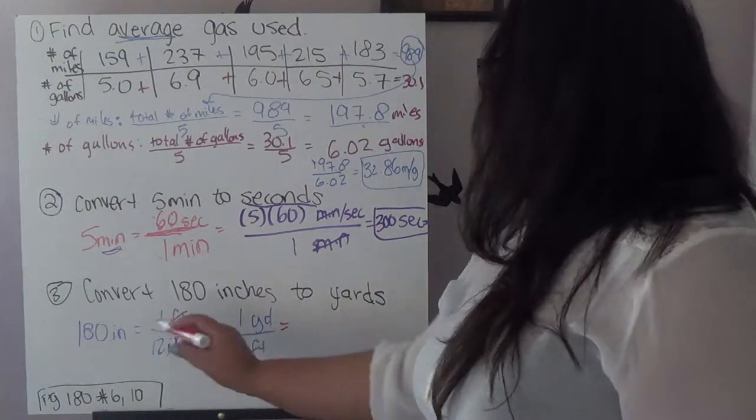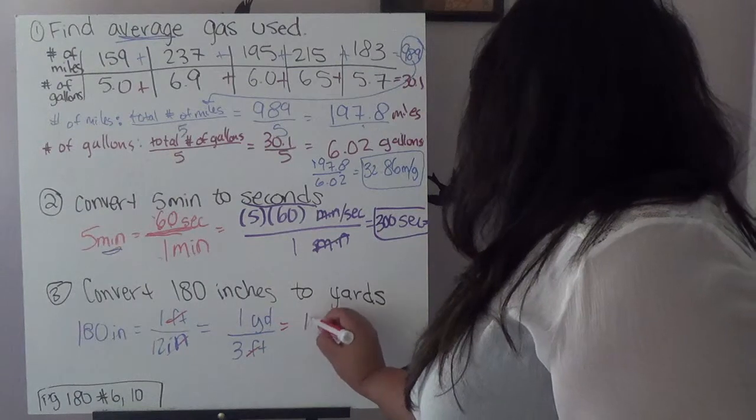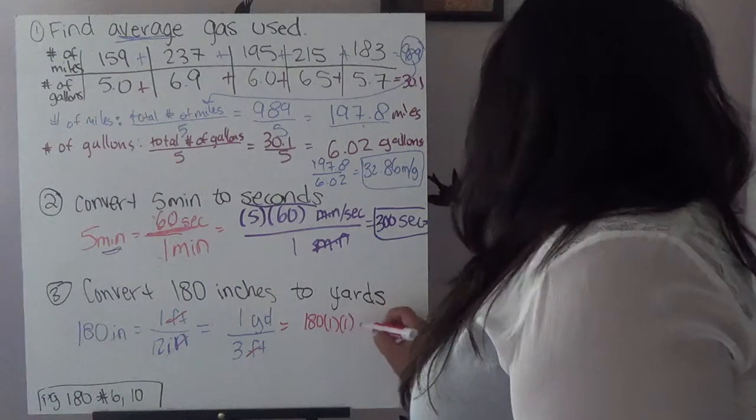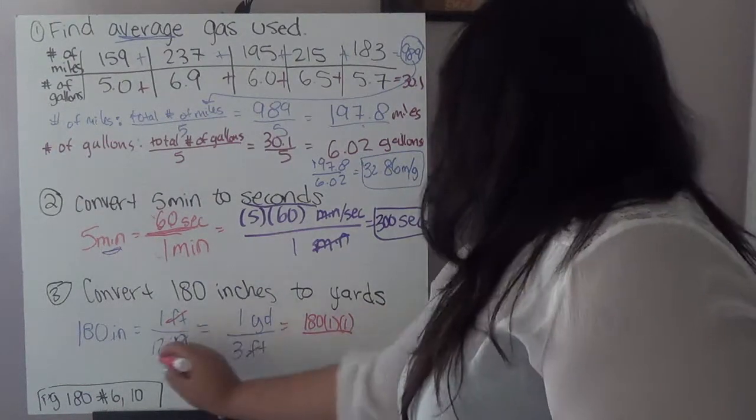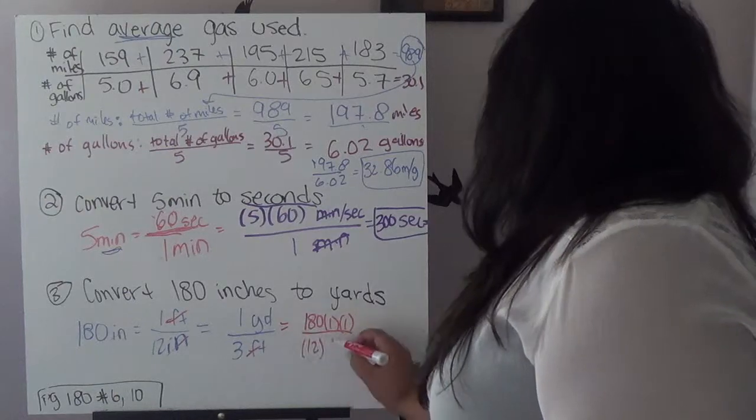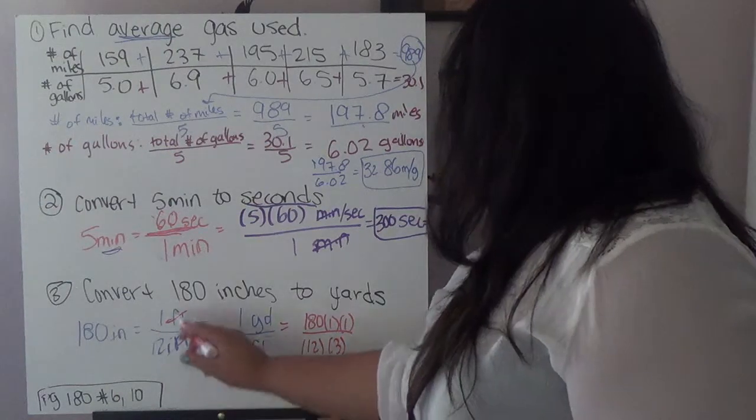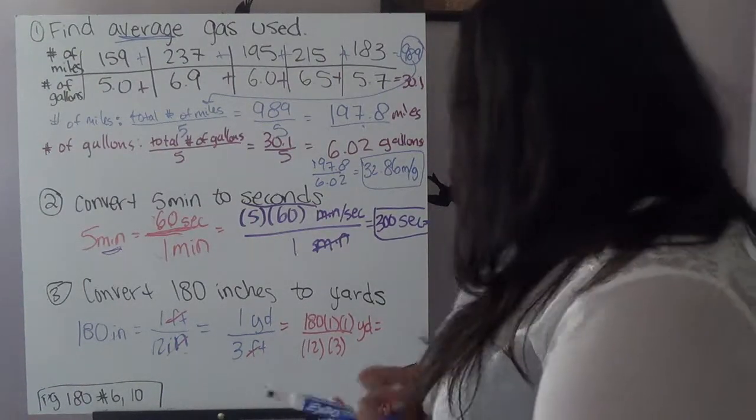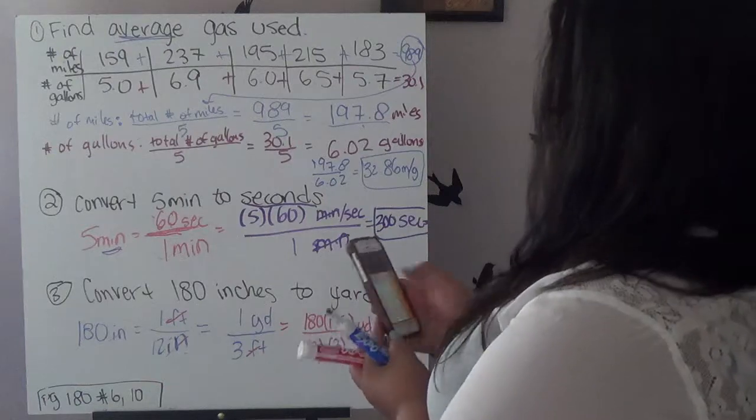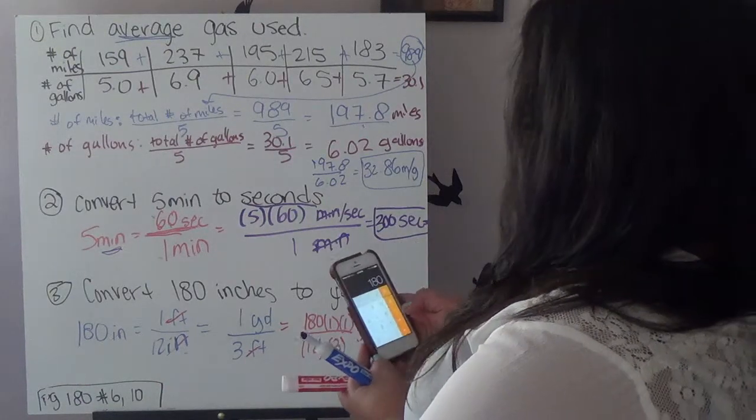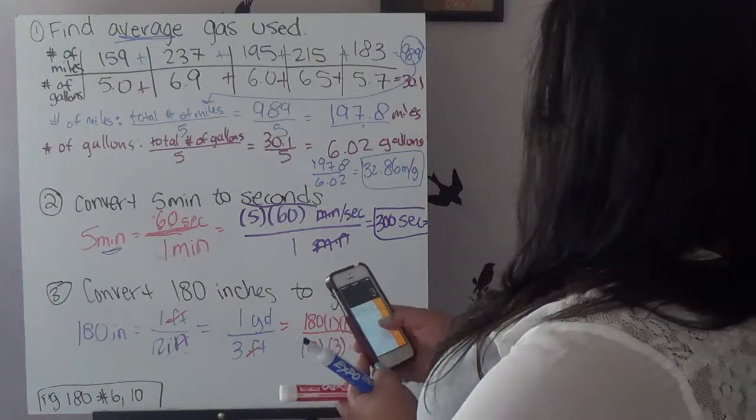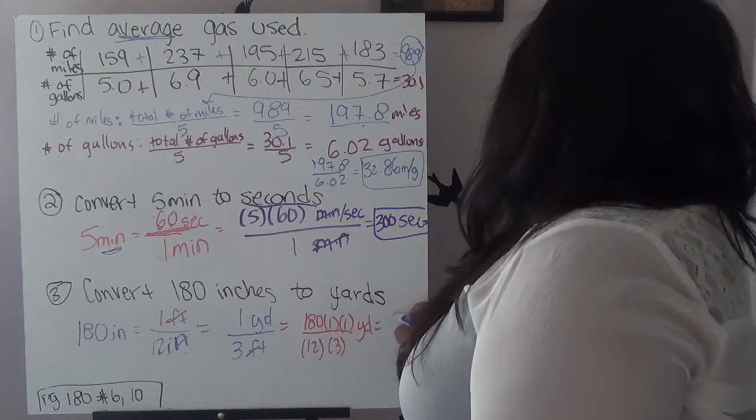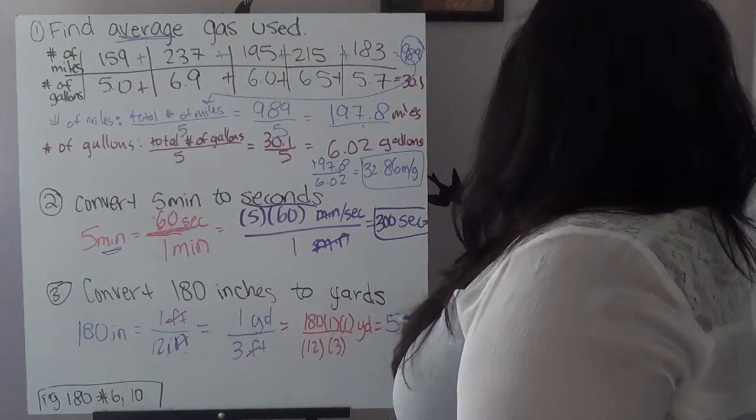So what I end up with is 180 times 1 times 1 over 12 times 3. And inches have canceled out, feet have canceled out, so I end up with just yards. So 180 times 1 is 180, divided by 12 times 3, which is 36, is 5. So it would be 5 yards.